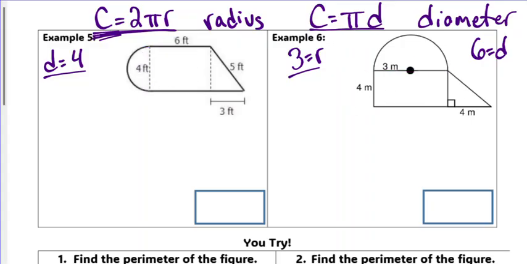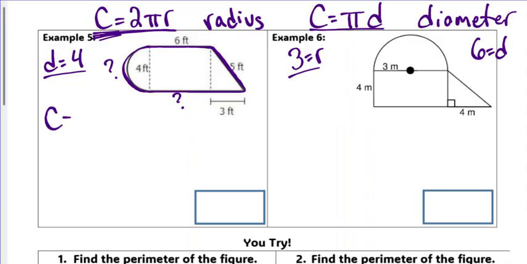Alright, so let's highlight the shape to make sure we find all of our missing sides. So we're missing this part of that circle, we're missing this bottom side, and that's it for this one. So I'm going to find the distance going around the circle. Again, I'm pretending it's a full circle, but then I'm going to cut that in half because I really only have the left side of that circle.